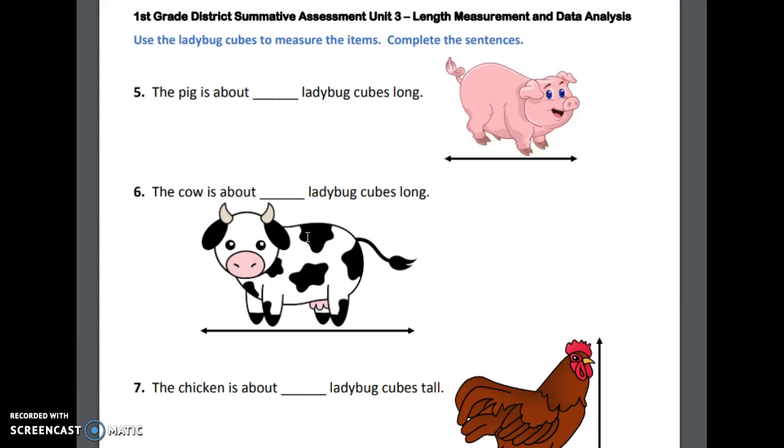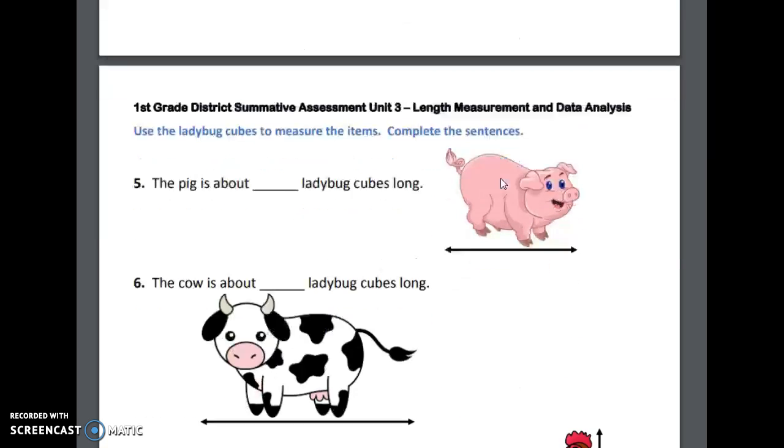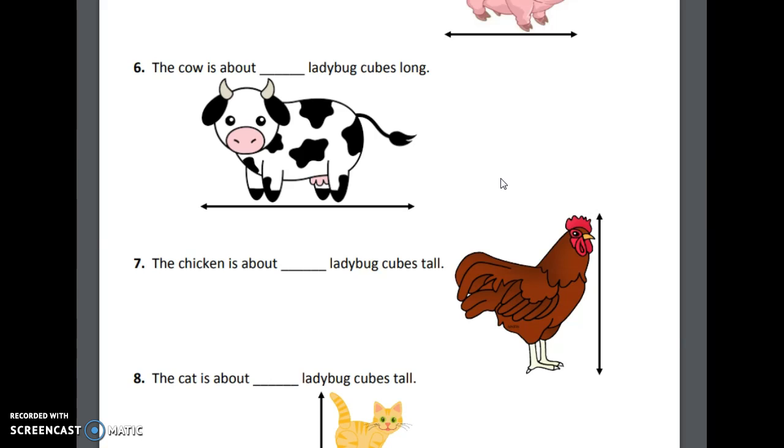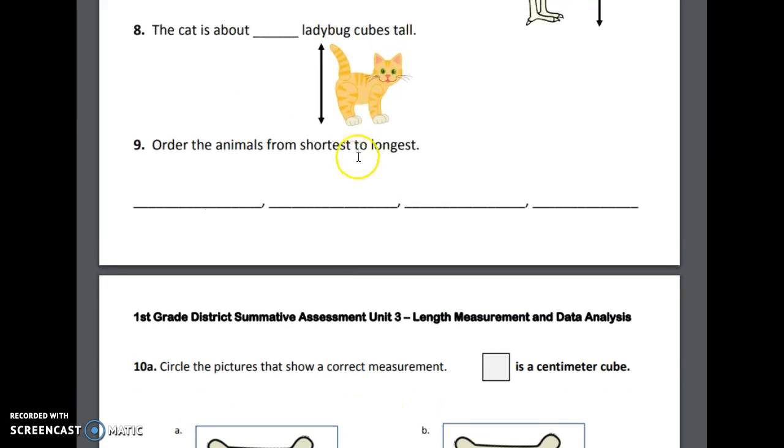On these questions, you'll be measuring and then answering questions about the animals on this page. You're going to measure the pig using your centimeter cubes. Measure along here. You're going to measure the cow, and I know it says ladybug cubes, but you're going to be using centimeter cubes. So measure the cow, measure the chicken, and then you're going to measure the cat.